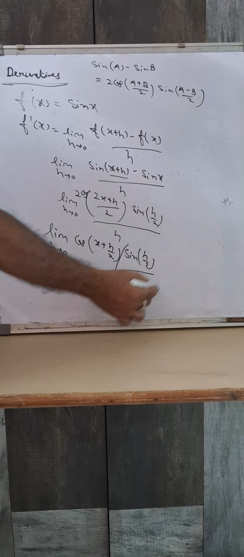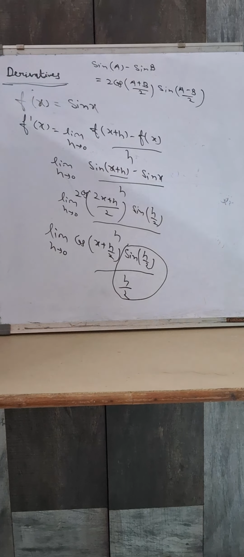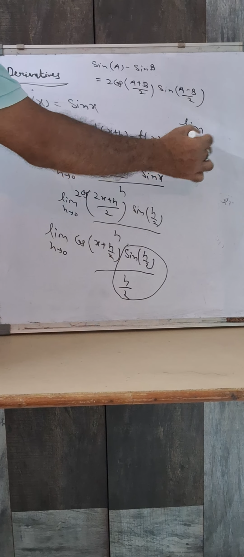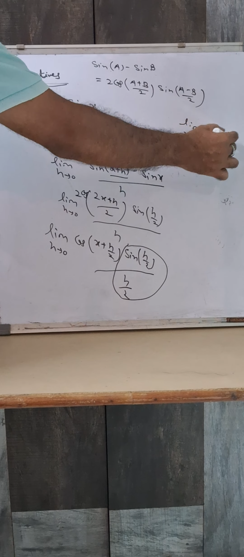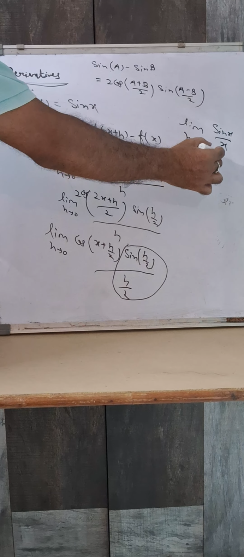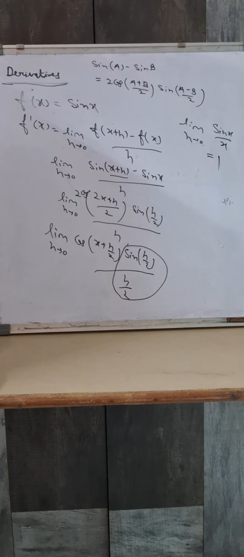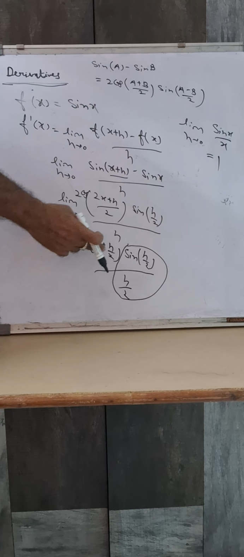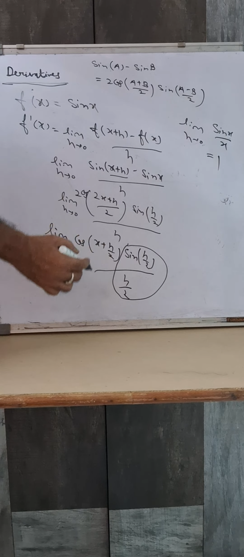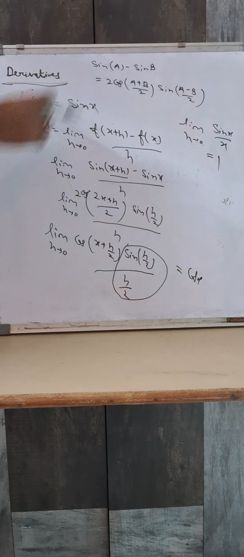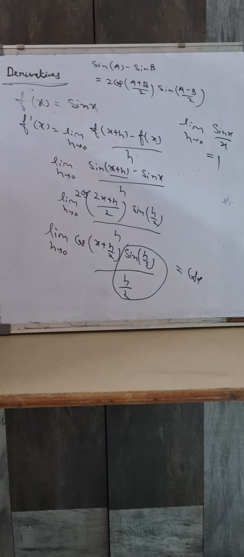Look here, we know that limit x tends to 0 of sin x upon x equals 1. So here sin(h/2) upon (h/2) will be 1, and when h tends to 0 and we apply it here, that will be 0, then it will be cos x. So derivative of sin x equals cos x.